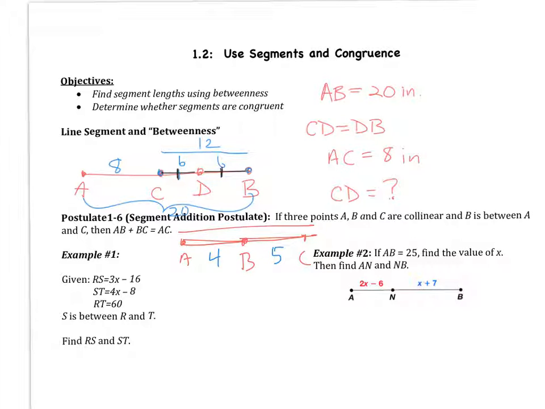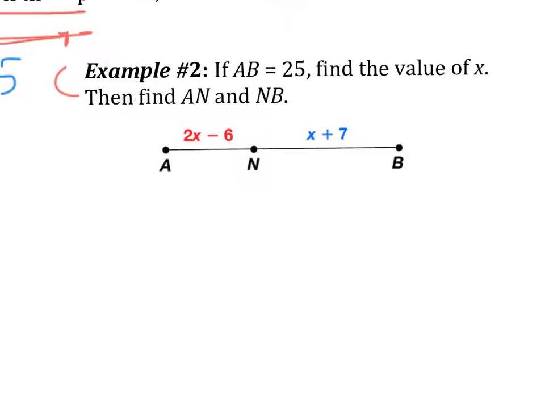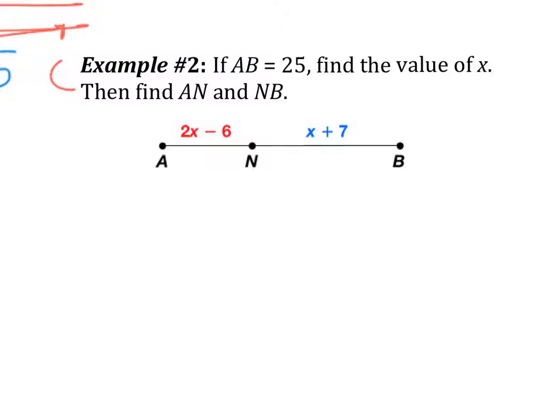Not too bad. We're going to use that idea, but we're going to step it up a degree. We're going to go back and use the concept of algebra. We're actually going to start with example 2 and then we'll go back to example 1. In example 2, it tells us that AB is equal to 25. The whole thing is 25. It says from A to N is 2x minus 6 and N to B is x plus 7. Find the value of x. Ideas. We need an equation. Can anybody create an equation so that we can solve for x?